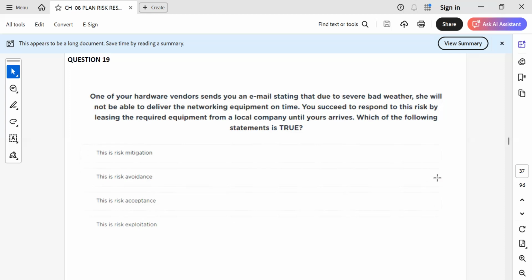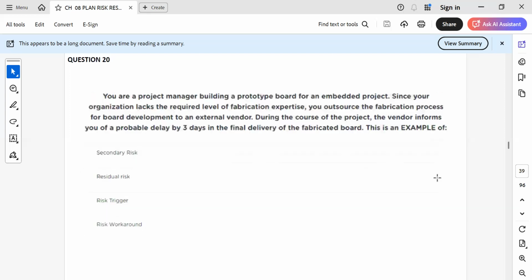One of your hardware vendors sends you an email stating that due to severe bad weather, she will not be able to deliver the networking equipment on time. You respond to this risk by leasing the required equipment from a local company until yours arrives. Which of the following statements is true? This is risk mitigation, straight away.